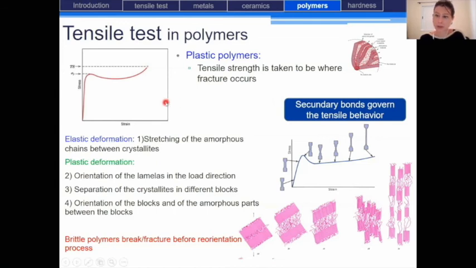It is not primary bonds, because what is going to happen up to fracture is totally related to the secondary bonds, and at fracture we have just the primary bonds, which are covalent bonds, that break in the polymeric chains.